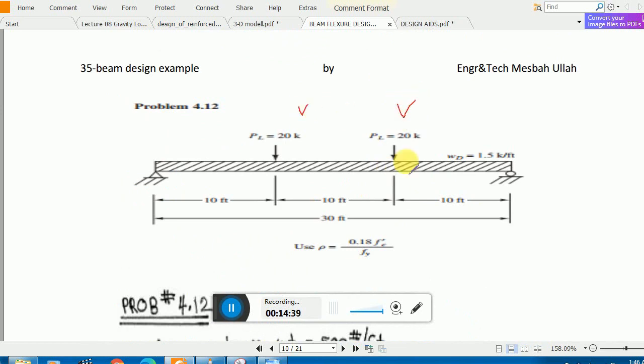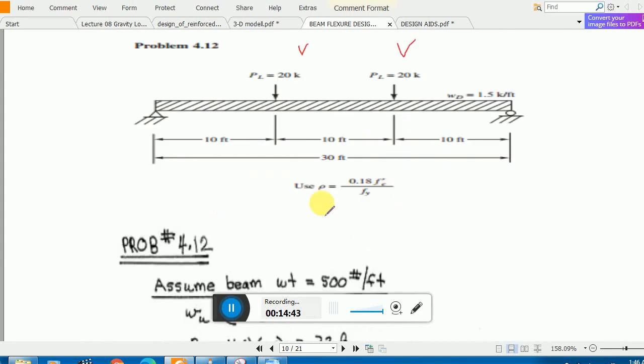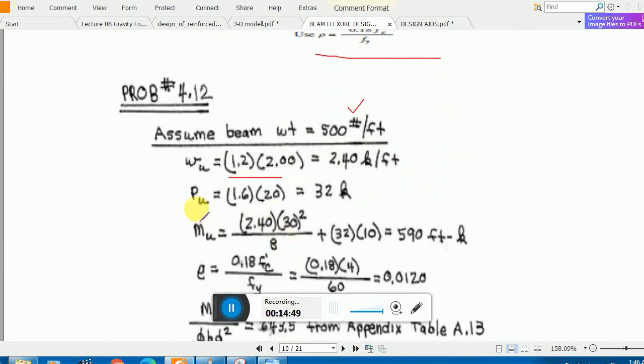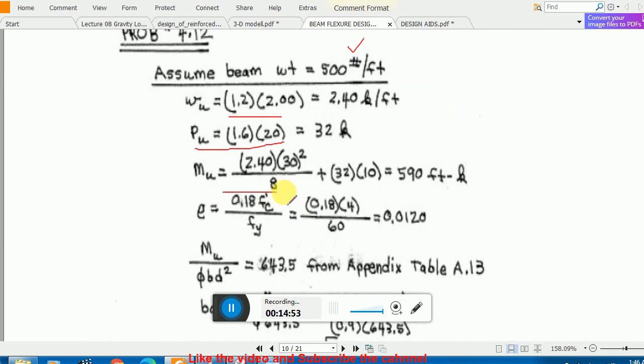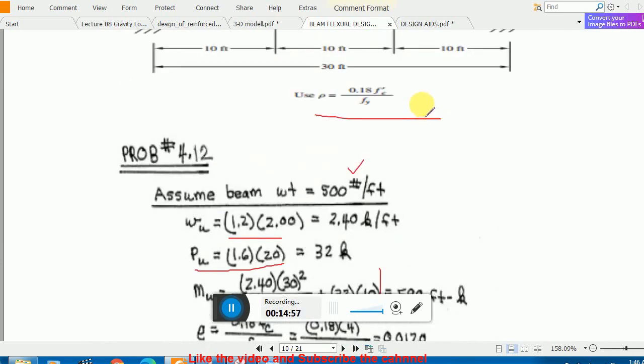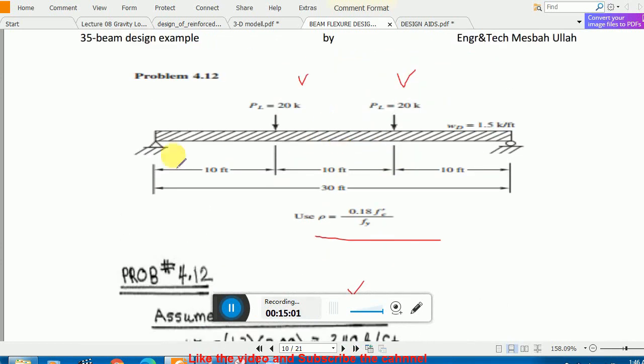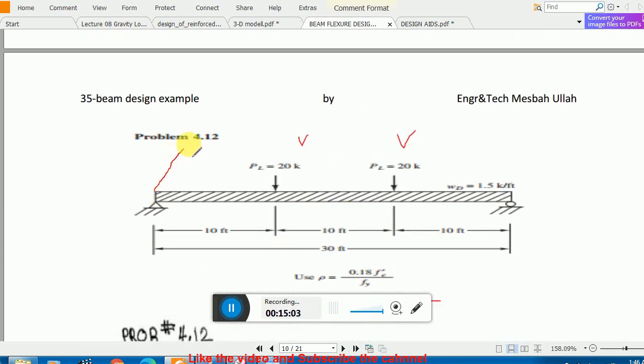So live load is here on 2 points and the UDL is 1.5 K per feet. The row value is given. Assume the weight of the beam, include that in the dead load, and again factor the loads, and now find the moments. Now this is the equation. Here you have to draw the moment diagram, and I think the moment diagram will look like this shape.